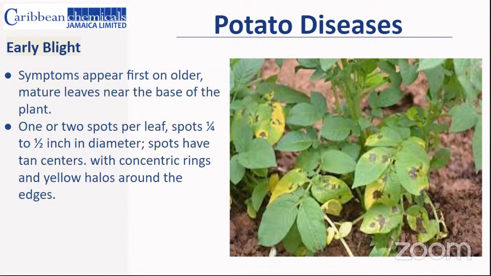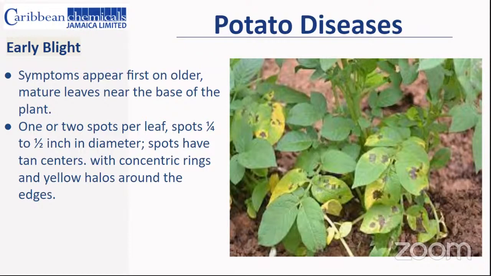What you'd start to see is one or two spots per leaf, about a quarter to a half inch in diameter. The spots have a tan colored center with concentric rings and yellow halos around the edges. The concentric rings means that when you look at the spot itself, you would see little lines running through that brown spot, and each line has a bigger line just outside of it, and it keeps on going and getting bigger and bigger.